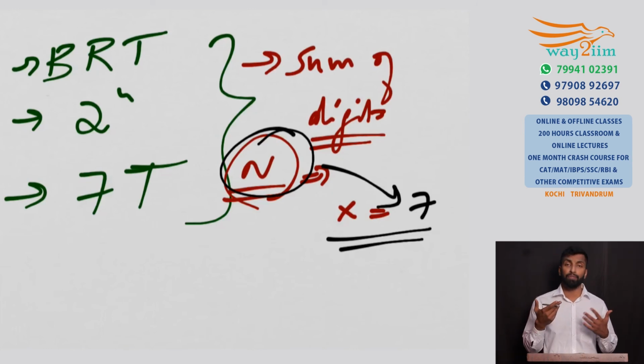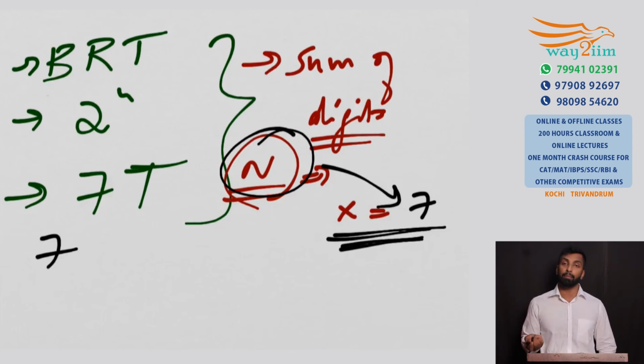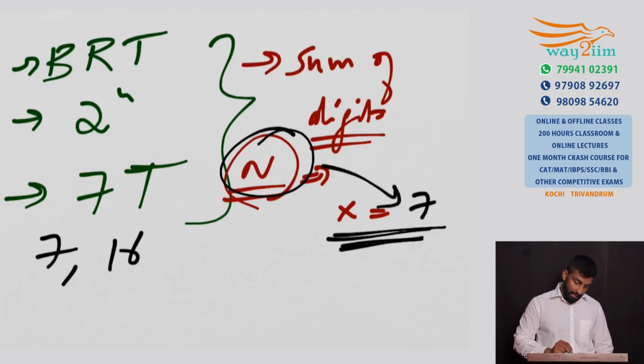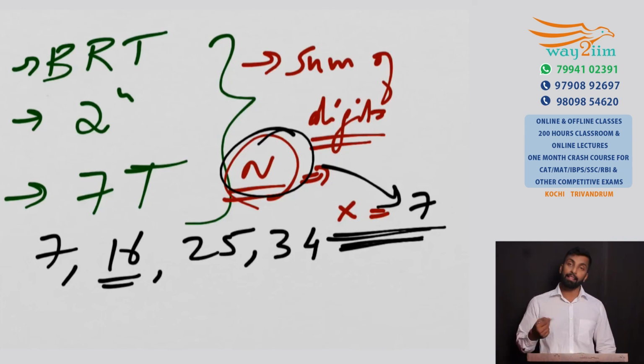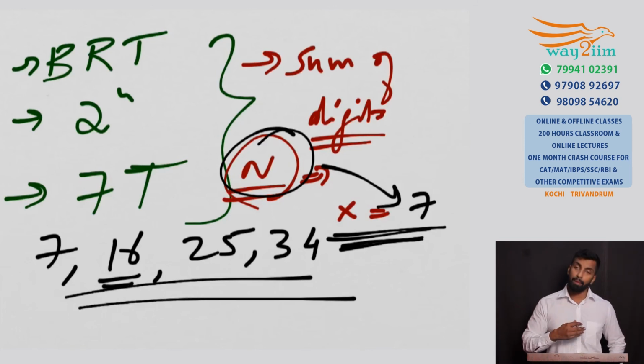They cannot just ask you to find the number, because there are many possible numbers which satisfy this condition. 7 itself is the number. Then if you add 9 to it, 16 is another number which satisfies the condition, since 1 plus 6 is 7. If you add 9 to it, another number. If you add 9 to it, another number. All these satisfy the condition of digit sum 7. So there are many possible numbers.